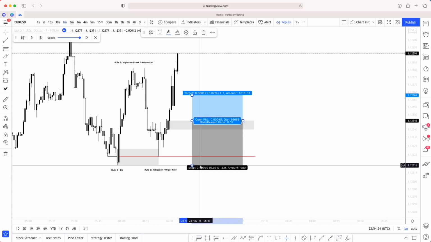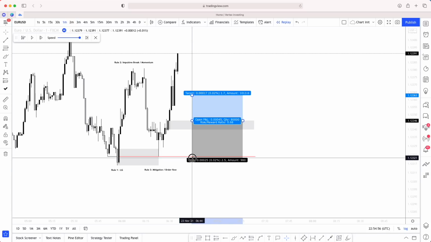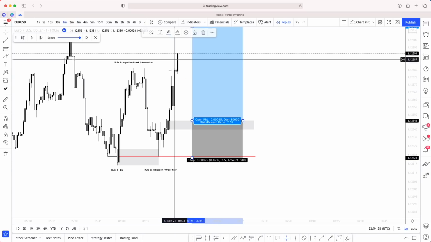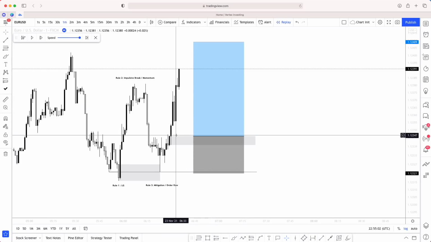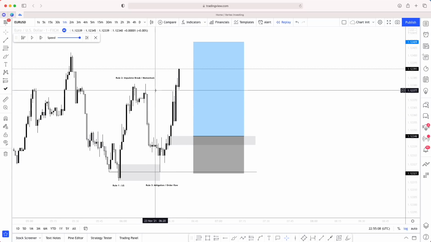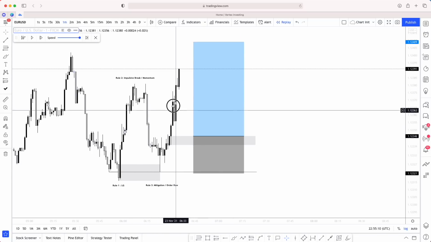Which gives you a 3 pip stop loss. I don't know, you could probably have tighter, 2.5, okay? Let's say that. You can take the trade straight from there. Because for me, that's the last point before that impulsive move, which goes on to break that structure.